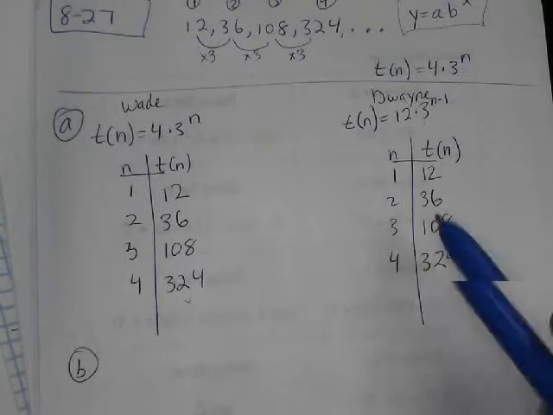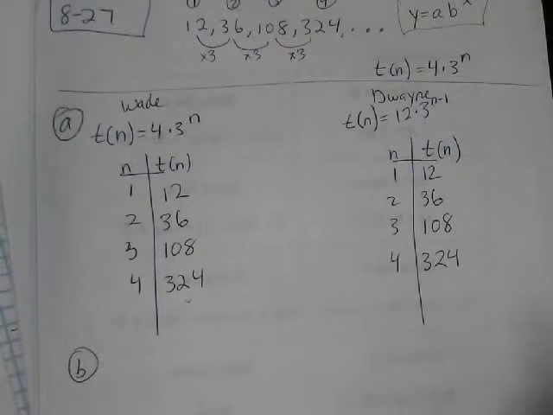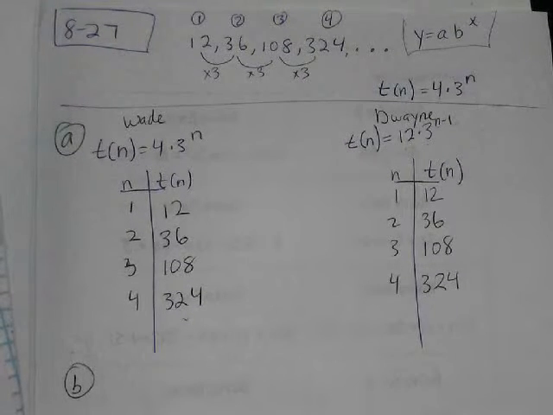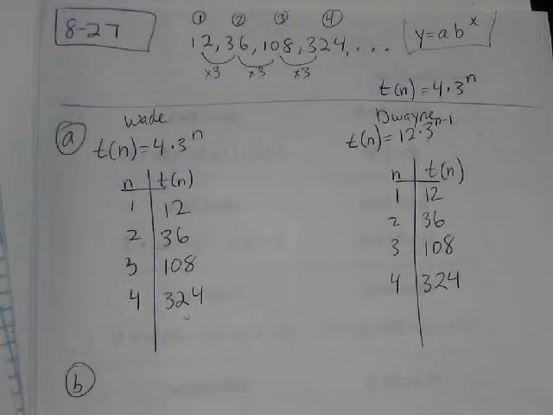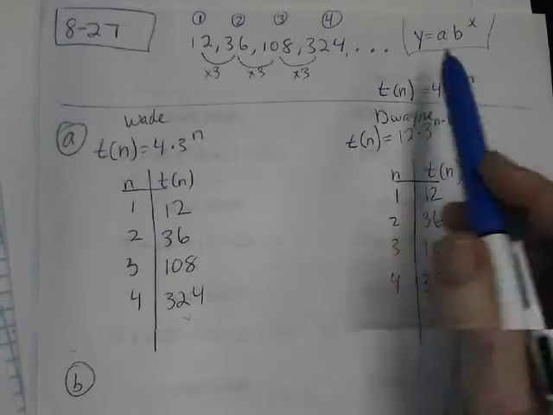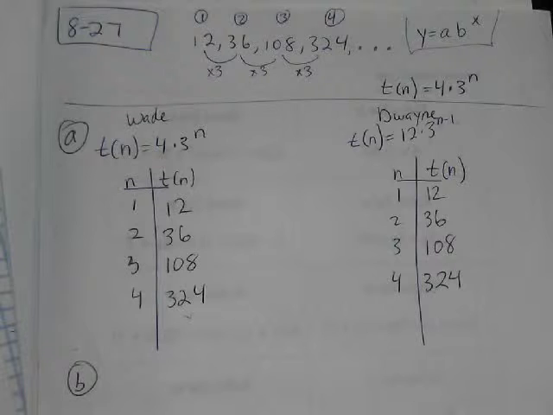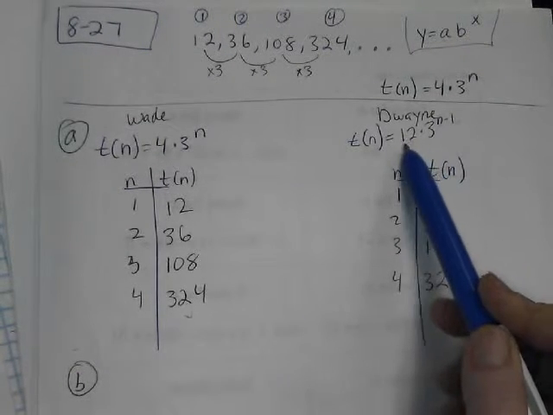Letter B: how do you think Dwayne explained his method of writing the equation to Wade? What do you think Dwayne said to Wade? Where do you think Dwayne said the 12 came from? I would think he said it came from the starting number. And Dwayne probably thought to use 3 because 3 was the multiplier. And then I guess the n minus 1 makes up for that 12 being the starting number.